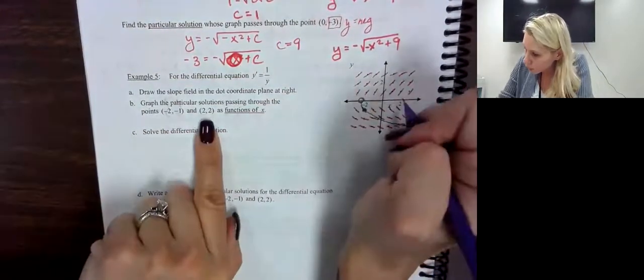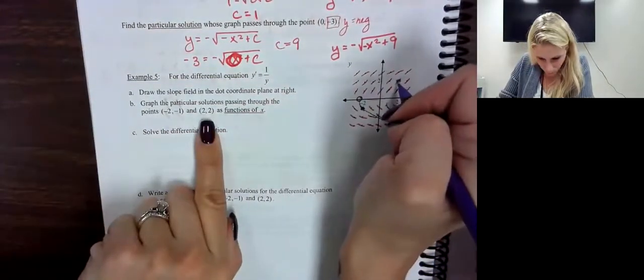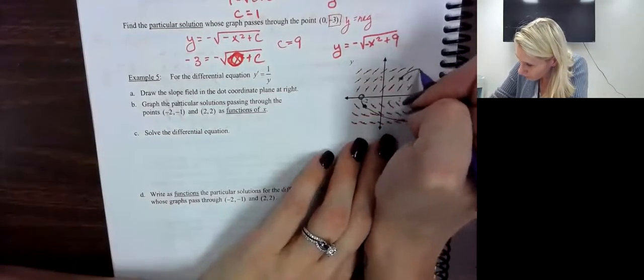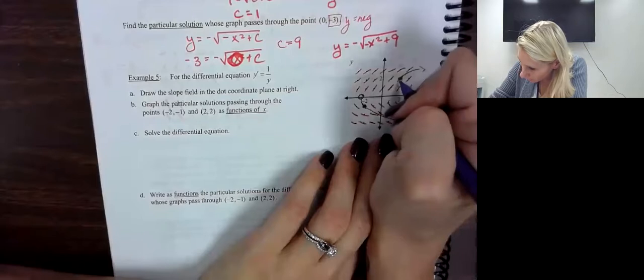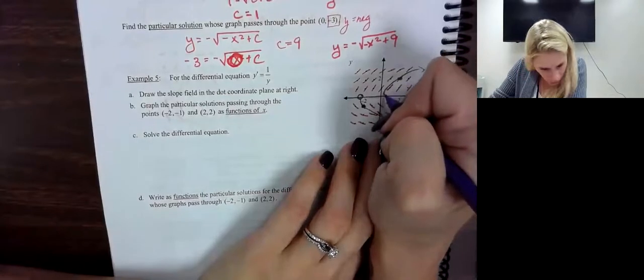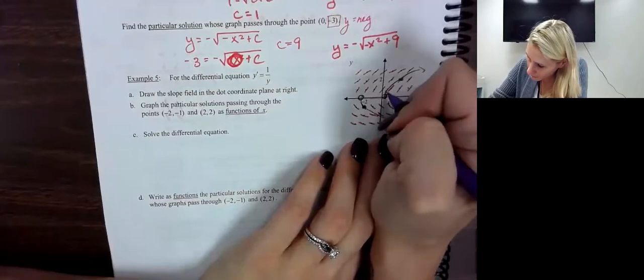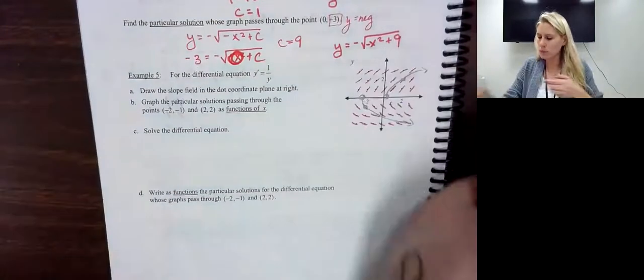How about 2, 2? Okay, 2, 2. I know it's going to follow here, and I'm going to follow here. Very good. Okay, see, I'm parallel to the other slopes.